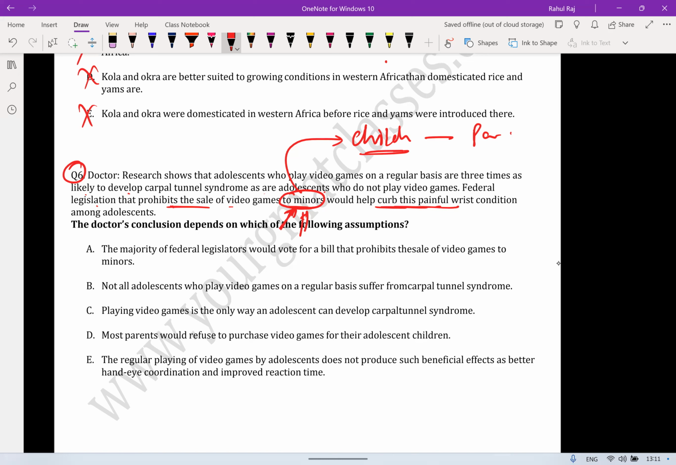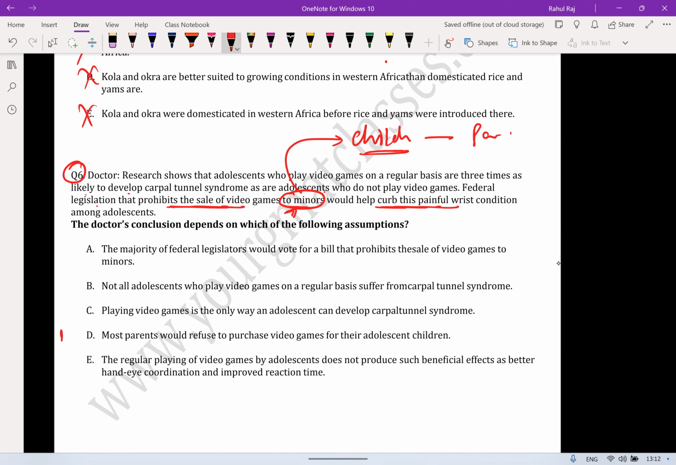And do you think this prohibition of sale to minors will make any sense? Yes or no? The government has prohibited the sale of video games to minors. But there is one other possibility, that they can ask their parents, Papa, buy it and give it to me. And if their parents go and buy and give it to them, then what is the use of this rule? Is there any use of such rules? No. So if the government is making this law, the government is 100% taking into consideration that parents also, please don't buy and give it to them.